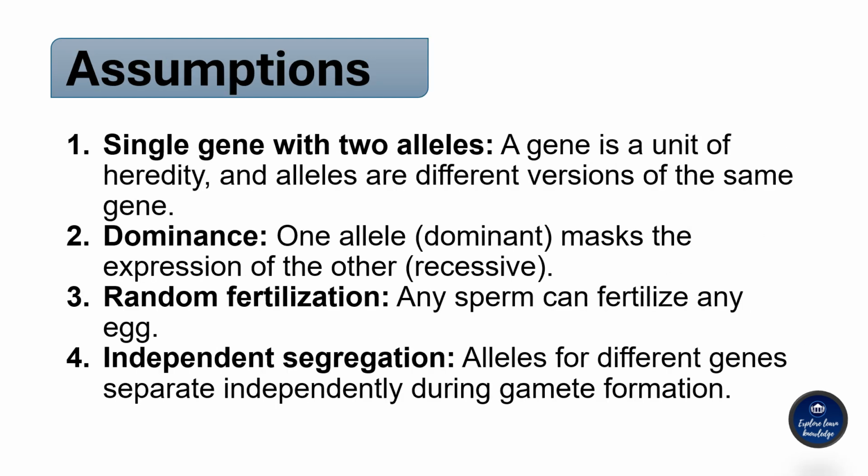So, Mendel's law of segregation is based on several assumptions. One, the trait is controlled by a single gene with two alleles. Two, one allele is dominant and the other is recessive. Three, the combination of alleles in the offspring occurs randomly during fertilization. Four, each pair of alleles segregates independently of other pairs, providing the genes are not linked.